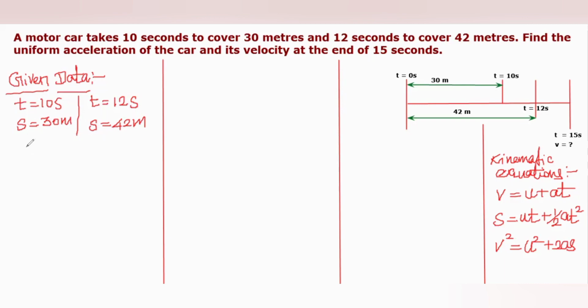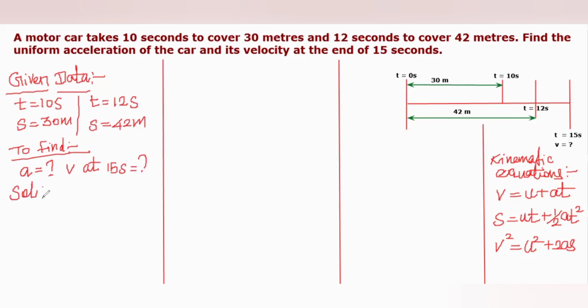By using this, we have to find the uniform acceleration of the car. That means what is the acceleration of this straight line motion? Then what will be the velocity at the end of 15 seconds? The velocity at 15 seconds, that equals what? These two things we have to calculate.